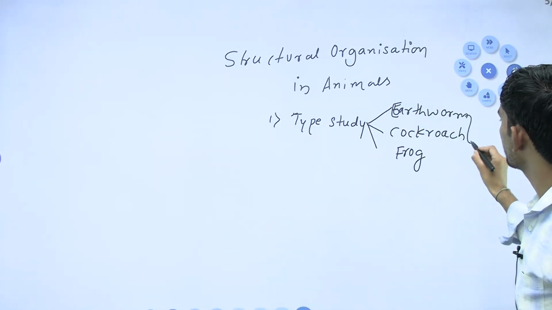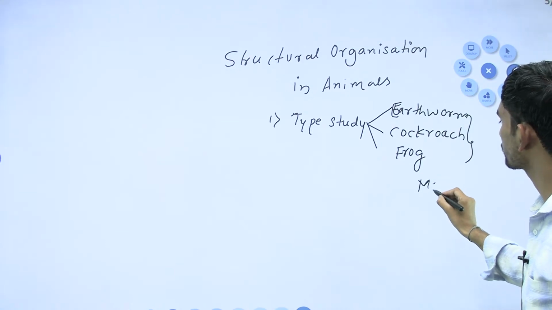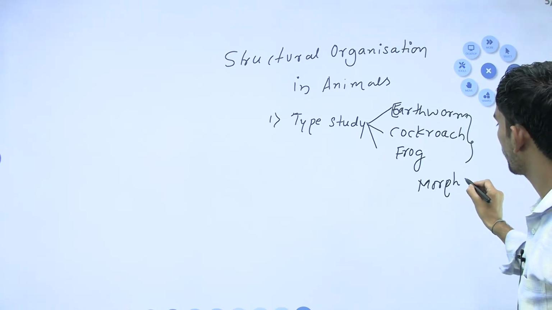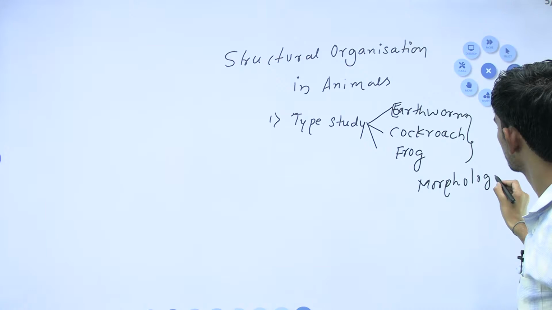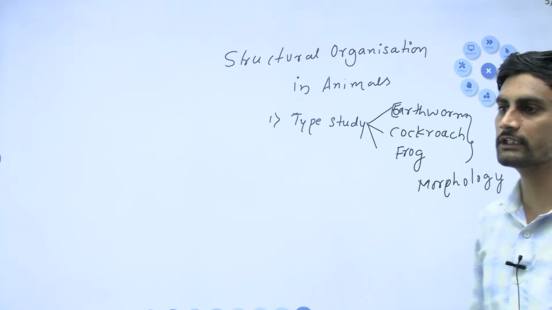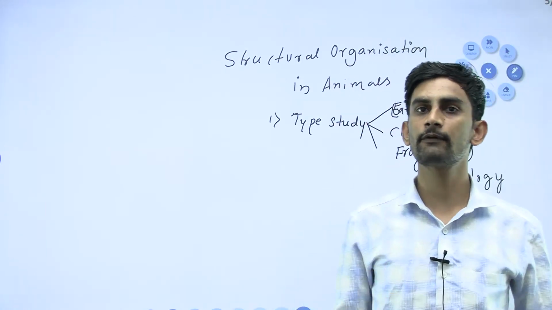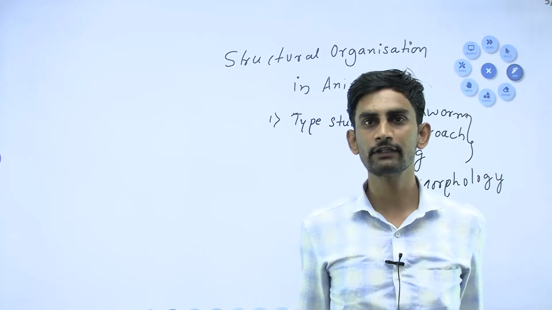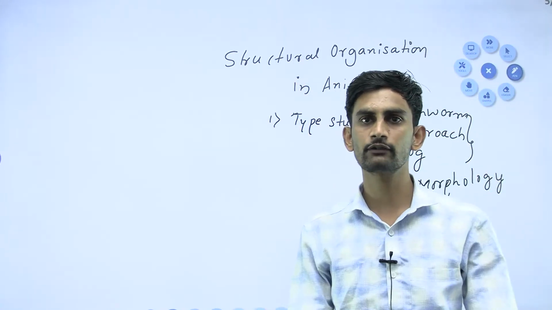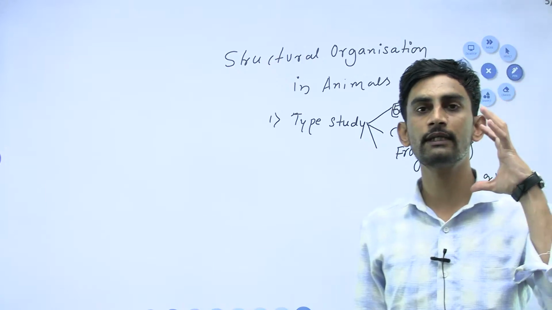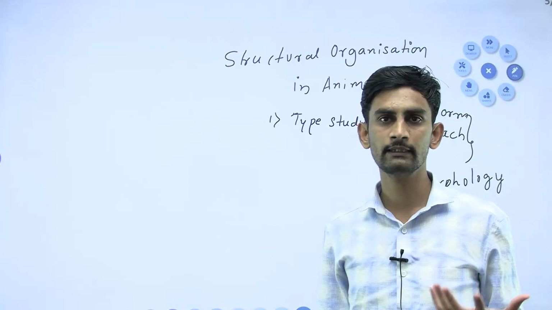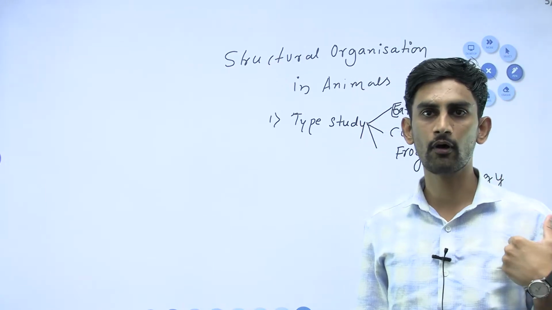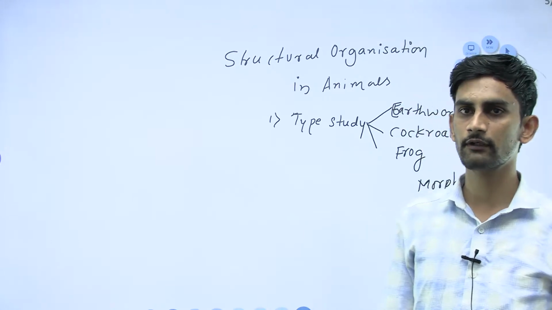So morphology, in the sense you are going to study here, you should mention that morphology means the external appearance of an organism. External, in the sense, the distinct morphological features you are going to study. What about the head region, what you are going to observe externally in that particular animal, the abdomen, trunk and different types of structures.